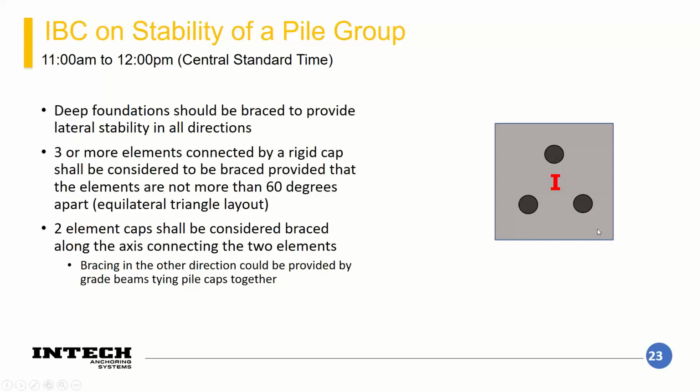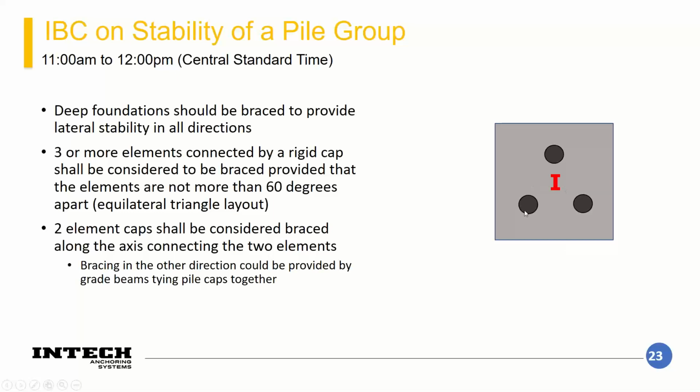So, essentially, an equilateral triangle layout centered over your column is always going to be the most stable approach. Obviously if you've got more piles, it'll be even more stable, but this is the minimum acceptable criteria for a foundation to be considered stable and braced. Now you can achieve stability with only 2 deep foundations in your pile cap, but that would involve grade beams tying the structure together in the opposite direction.